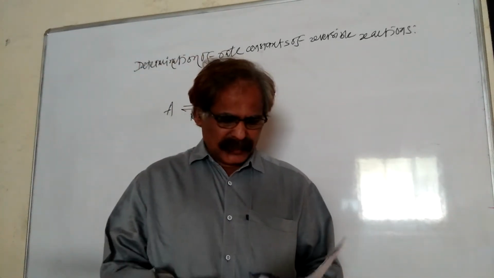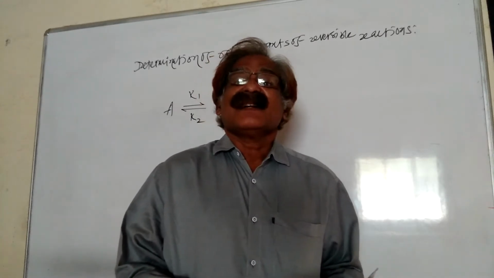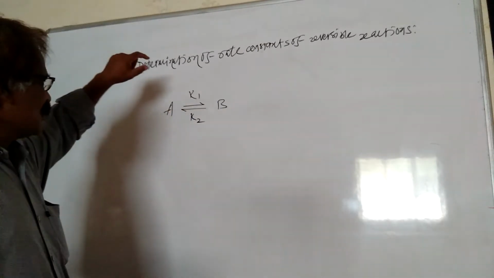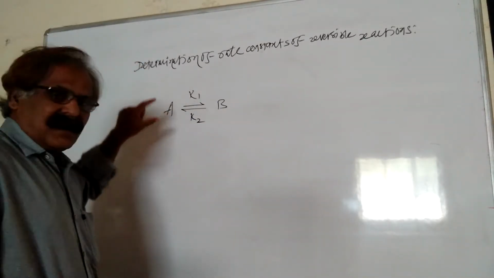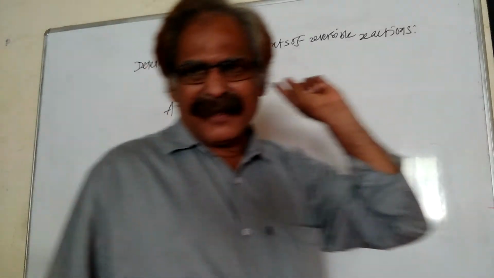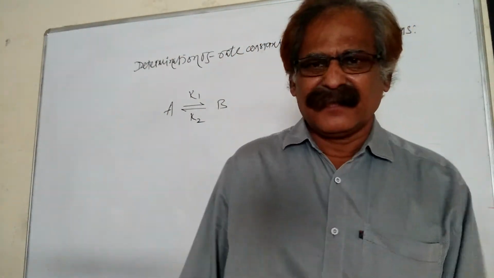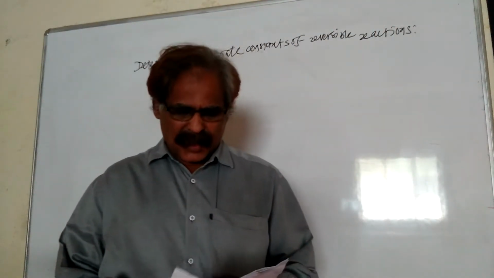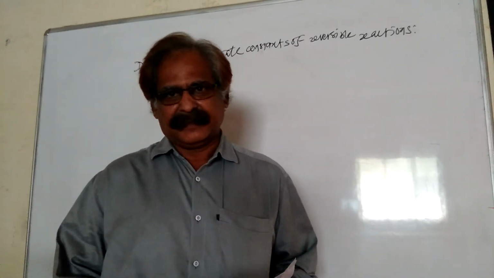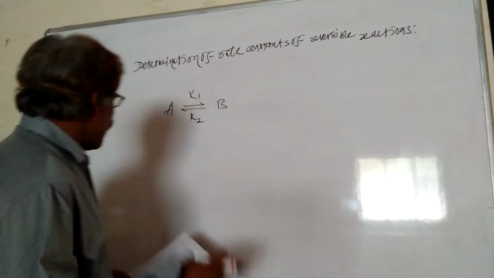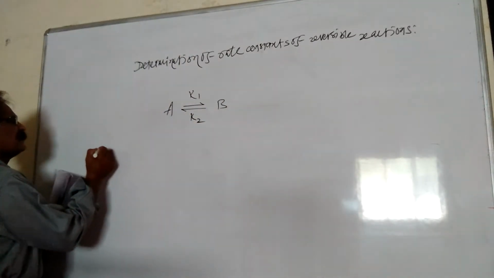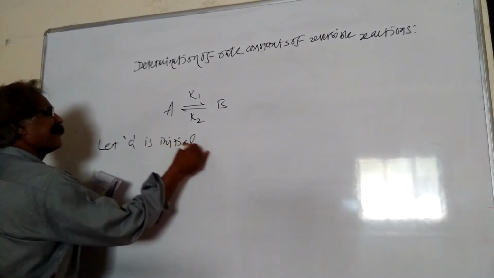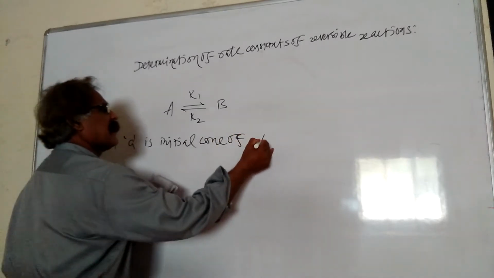Once we know this, let us see how can we determine the expressions for K1 and K2. What is K1? The rate constant of forward reaction. What is K2? The rate constant of backward or reverse reaction. Let us suppose small a is the initial concentration of A.